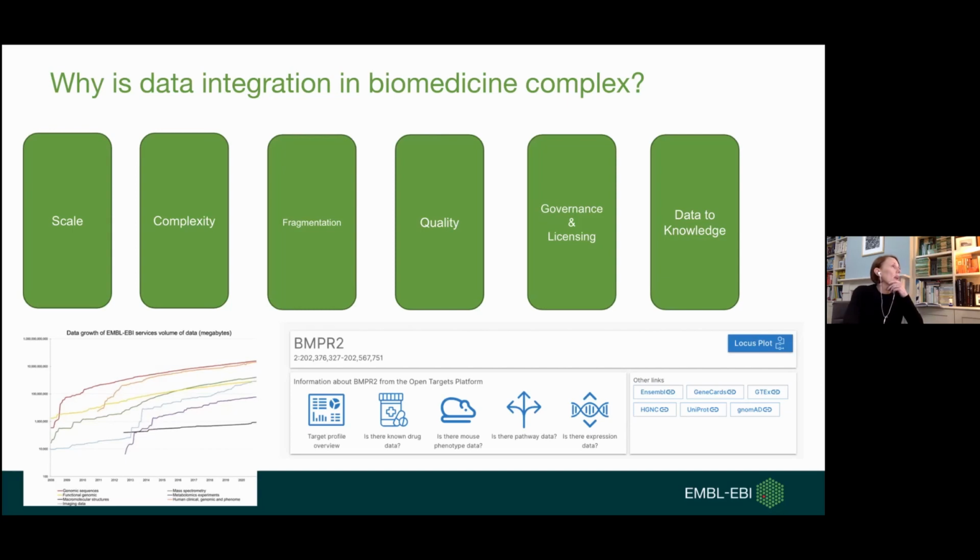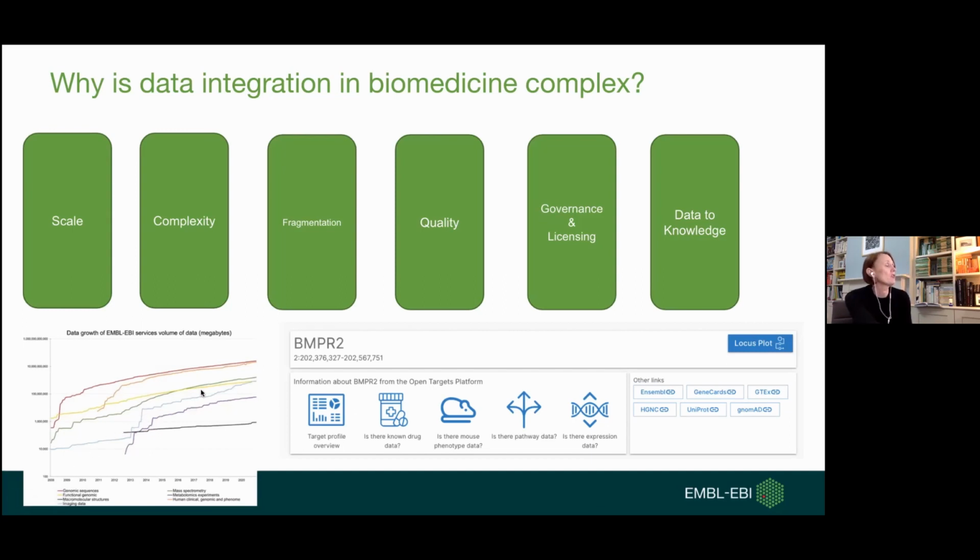The data are becoming more complex. They're both vertically complex in terms of the granularity, but they're also horizontally complex because the data are fragmented and exist in lots of different resources, and we're spending a lot of time trying to figure out how to federate. The quality of the data becomes challenging when they're being generated at this scale, and also how to knit them together in meaningful ways, so data readiness. The governance and licensing is very challenging, and so we're dealing with federation, but also the path that gets us from data to knowledge.